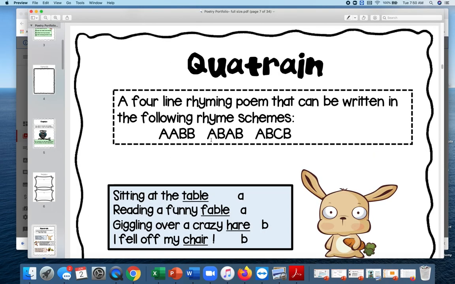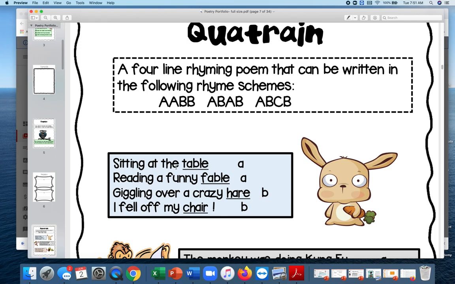And then the next one we're going to do is called a quatrain. The root word of quatrain is quad, which means 4. So this poem is a 4-line rhyming poem that can be written in the following rhyme schemes. A, A, B, B. That would be an example of A, A, B, B. Sitting on a table, reading a funny fable. Giggling over a crazy hair, I fell off my chair. So we see that the first 2 lines rhyme, and then the second 2 lines rhyme. That's why they match, A, A, and then B, B.